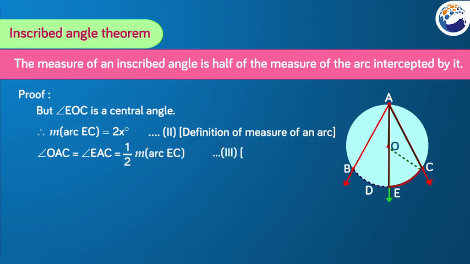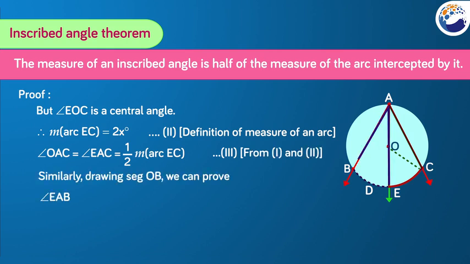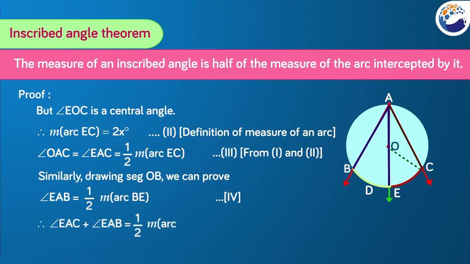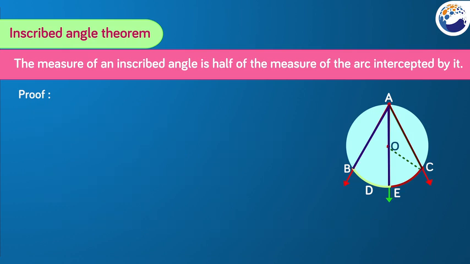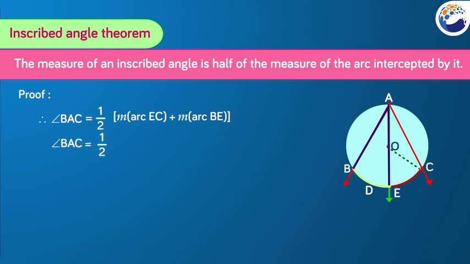Equation 3, from equations 1 and 2. Similarly, drawing segment OB, we can prove angle EAB is equal to half the measure of arc BE. Equation 4. Therefore, angle EAC plus angle EAB is equal to half the measure of arc EC plus half the measure of arc BE, from equations 3 and 4. Therefore, angle BAC is equal to half of (measure of arc EC plus measure of arc BE). Angle BAC is equal to half the measure of arc BEC, which is equal to half the measure of arc BDC.